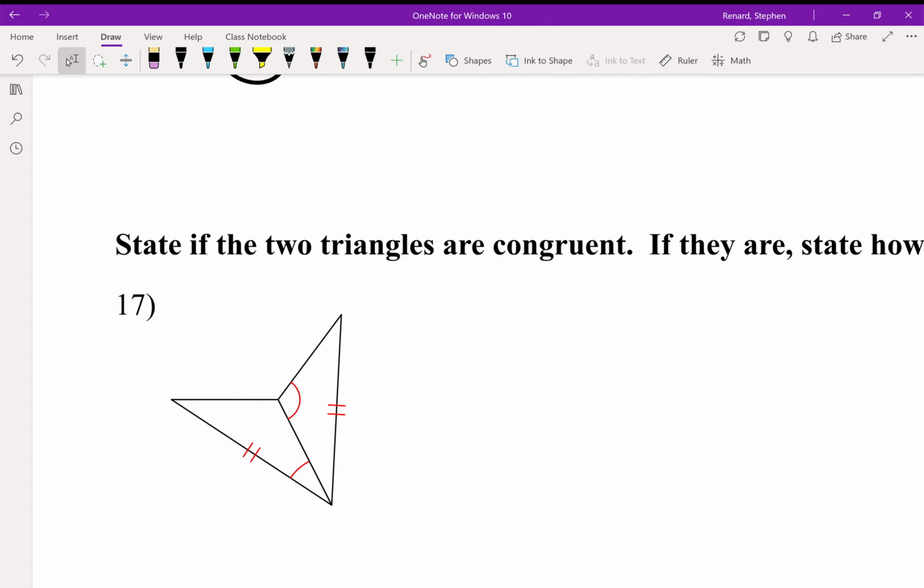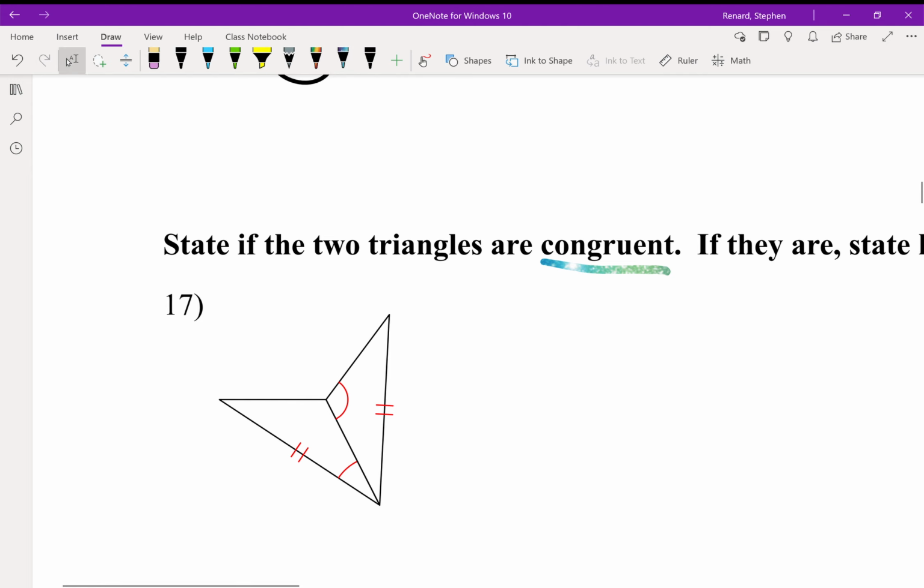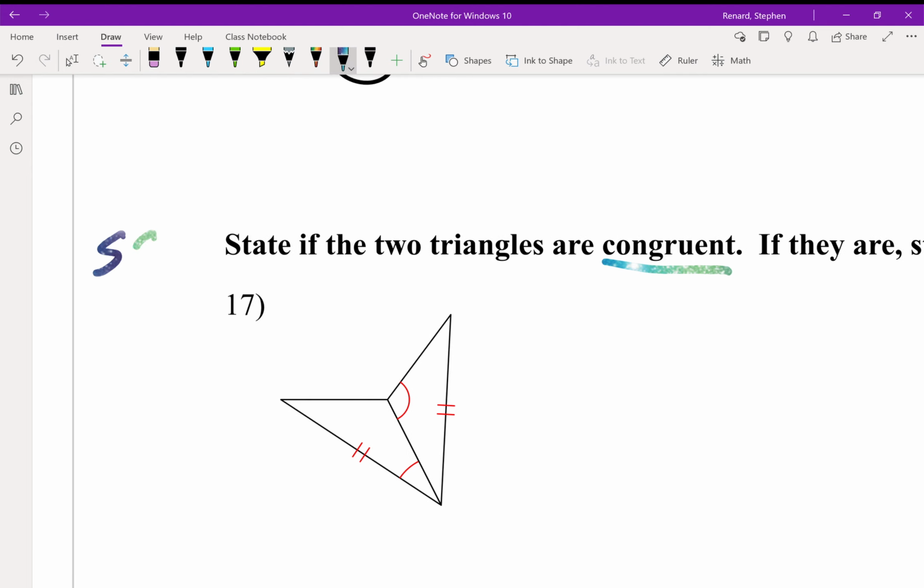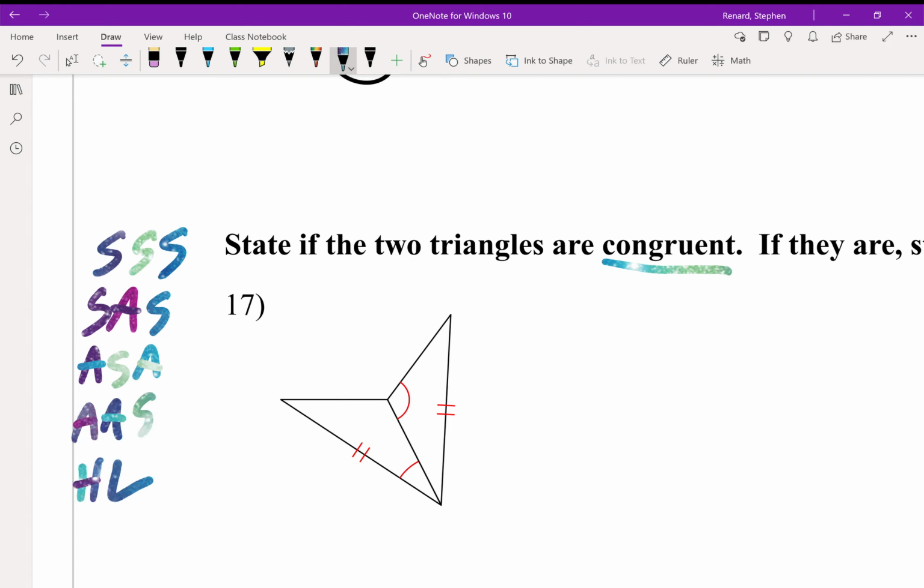Okay, so let's go over what our options are here. We need to state whether or not they're congruent. So our options are side-side-side, side-angle-side, angle-side-angle, angle-angle-side, or hypotenuse-leg. If it's not one of those, we can't prove it congruent.